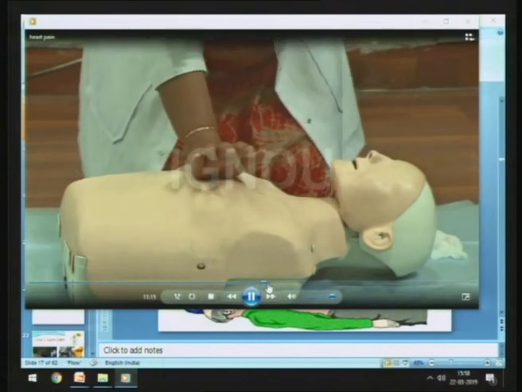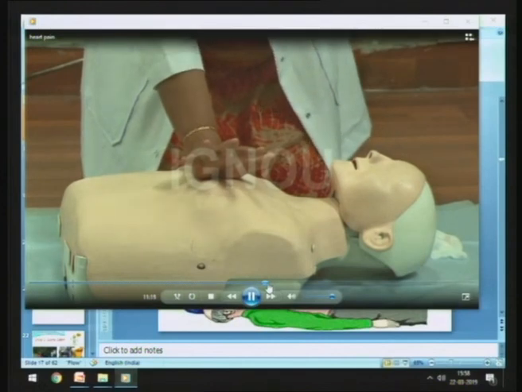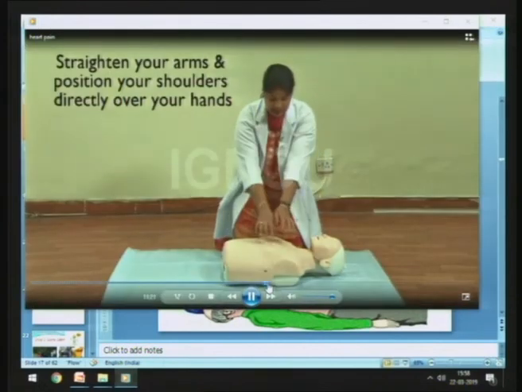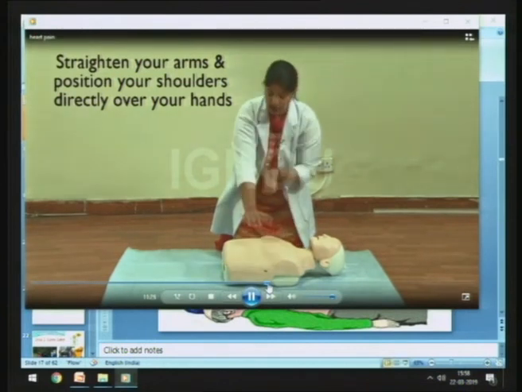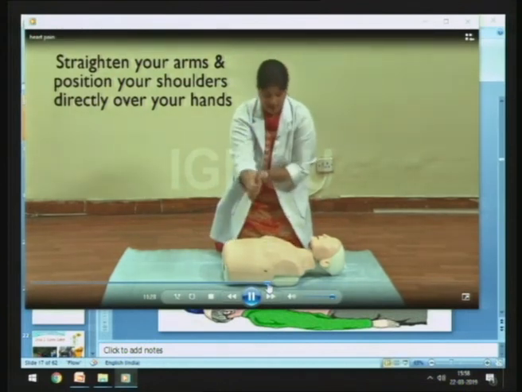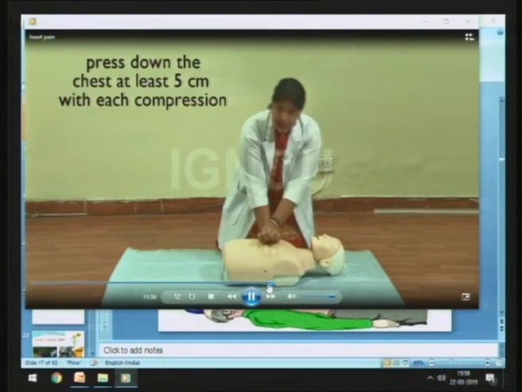With the other hand, put it on the first, dominant hand and interlace the fingers. One has to sit like this, so that the shoulders and arms come in one line, and there should be no elbow flexion. The sternum has to be pressed at least 5 centimeters. So the compression should start like this.